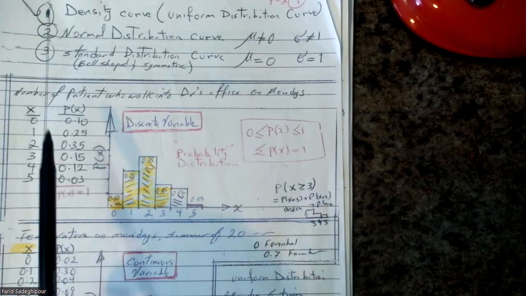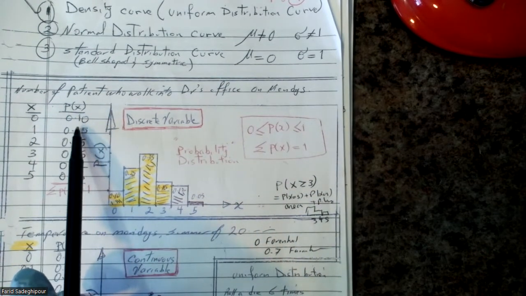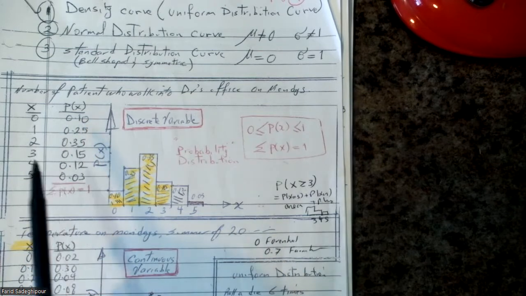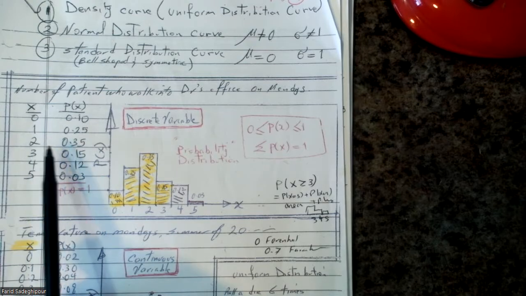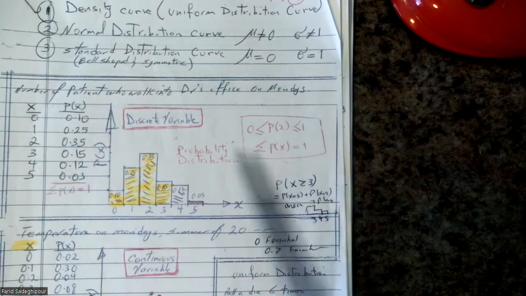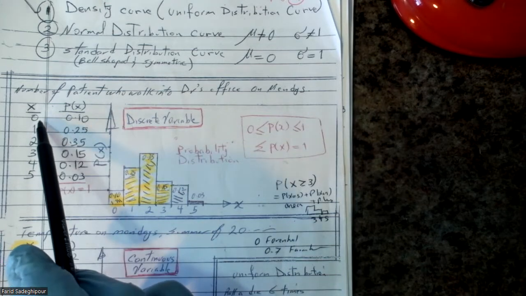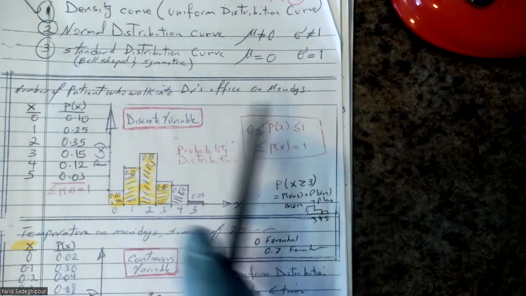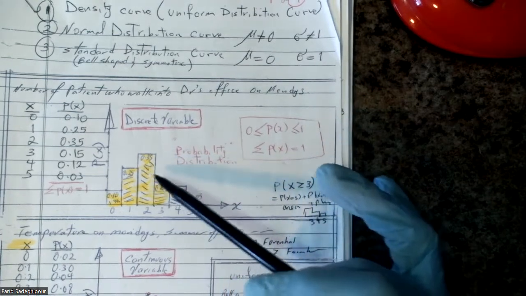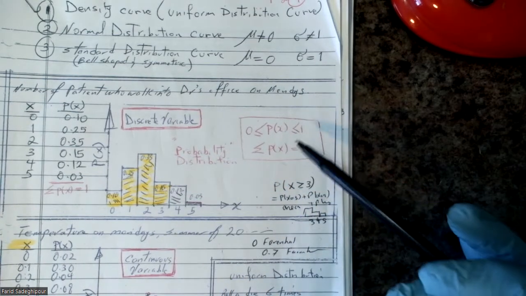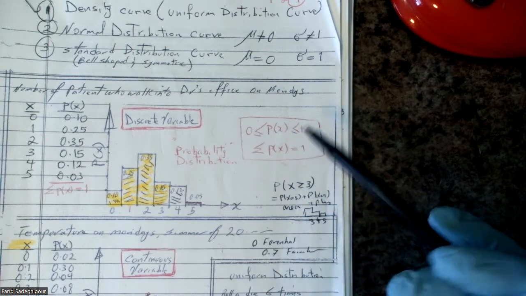So if nobody walks into the doctor's office, the probability is 0.10 or 10%. One person, 25%. Two people, 35%, and so on. So for discrete, the value of X is a whole number, because you're talking about the number of people. And the graph is always a rectangle. In that case, probability always has to be positive, always between 0 and 1.